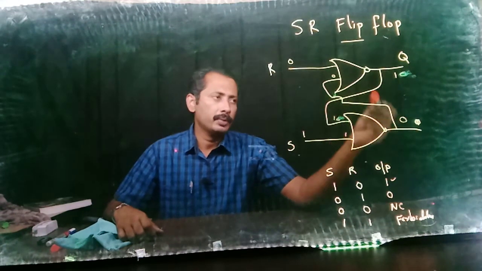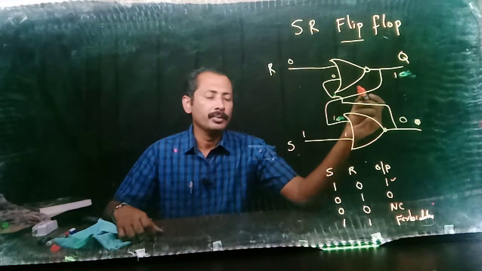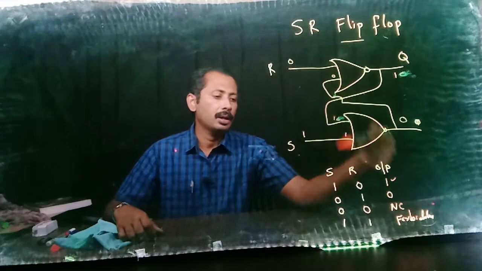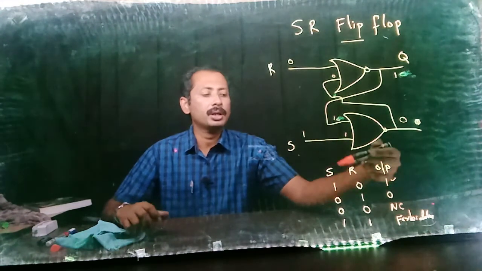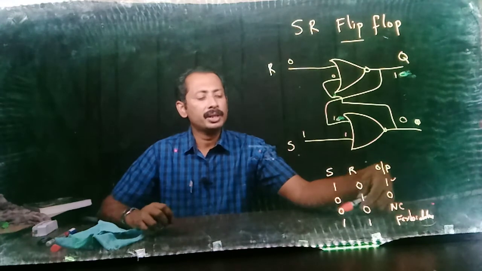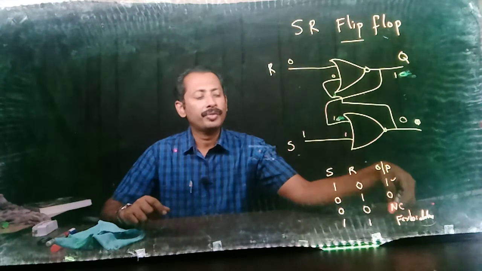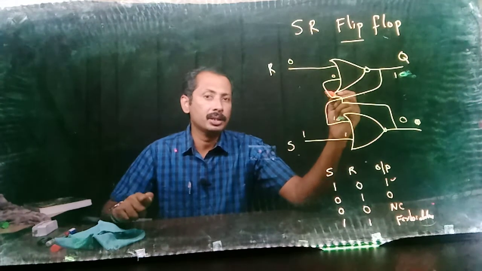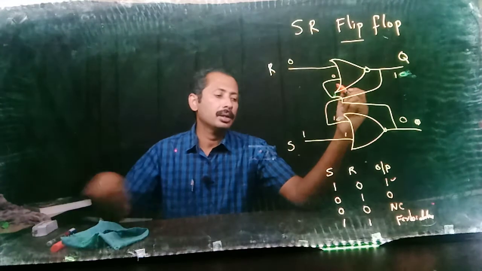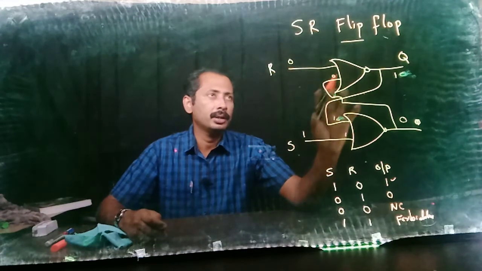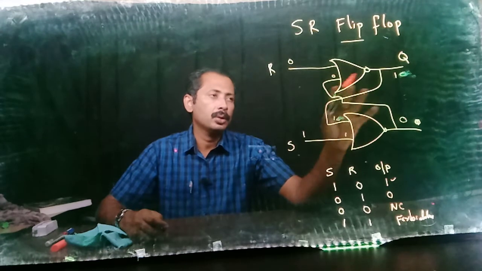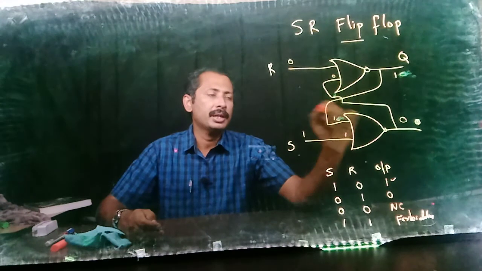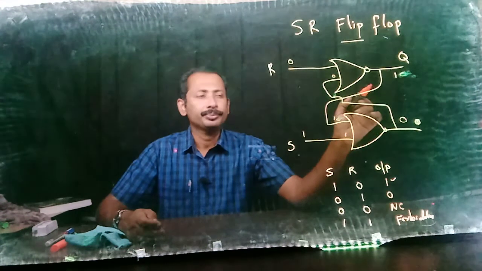Likewise you can check all the different conditions: R 0, S 0, then R 1, S 1, R 1, S 0, etc. While verifying, we can see that while giving 1, 1, the flip-flop loses its property, and this condition is called the forbidden condition of the SR flip-flop. It is not allowed because it loses the property of a flip-flop. So this is the basic diagram of the SR flip-flop.